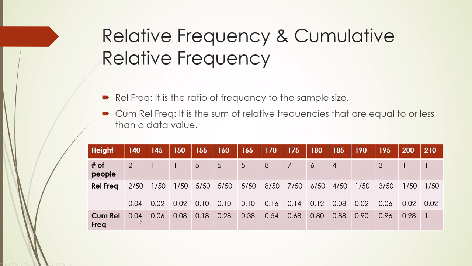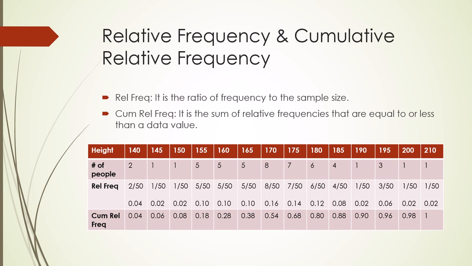Cumulative relative frequency is the sum of relative frequencies. For instance, 140 has its own relative frequency, but for 145 I add the relative frequency of 140 and 145. 0.04 plus 0.02 gives us 0.06. So we keep adding the relative frequencies to find the cumulative relative frequency.